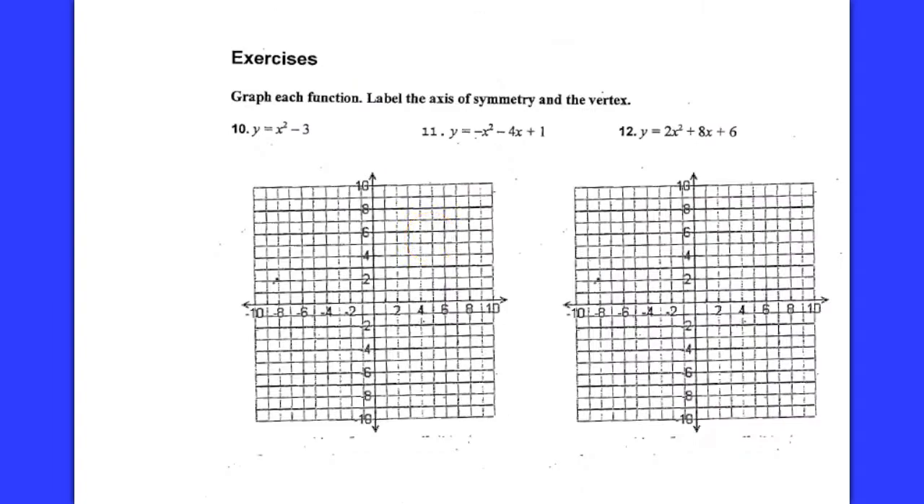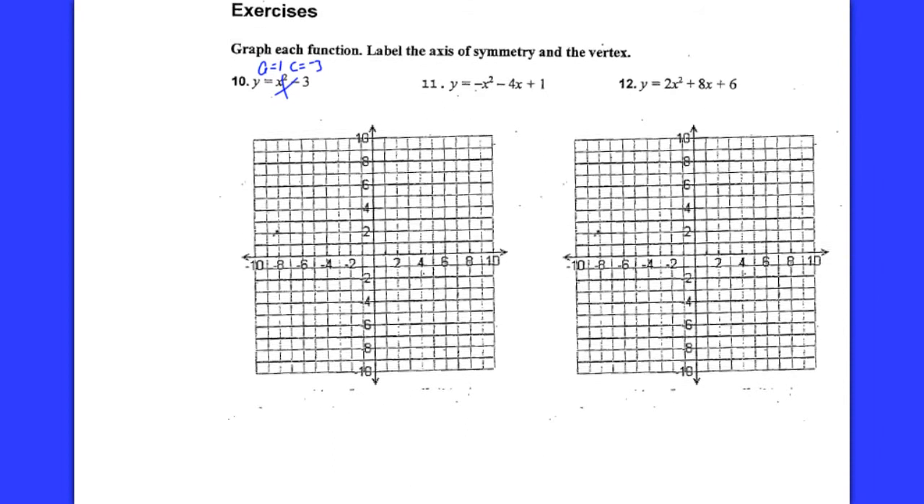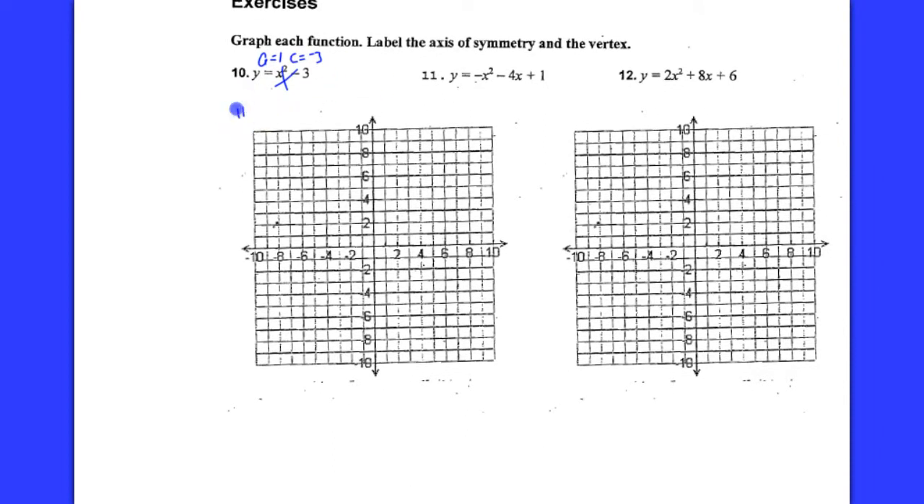So let's do a couple here. On this page, you'll notice you have 3 questions, but only 2 graphs. On number 10, we know that a is 1 and c is negative 3, we did that in the previous section. For the sake of time, we're not going to graph that one. Let's jump right to number 11, and see if we can get that one graphed in the amount of time we have remaining.